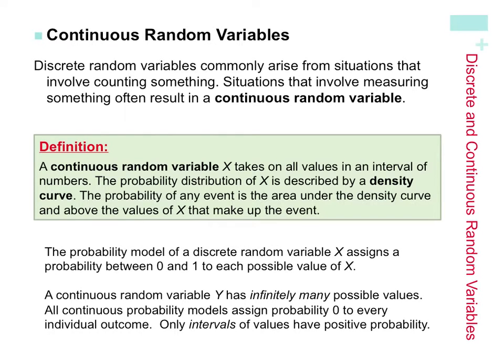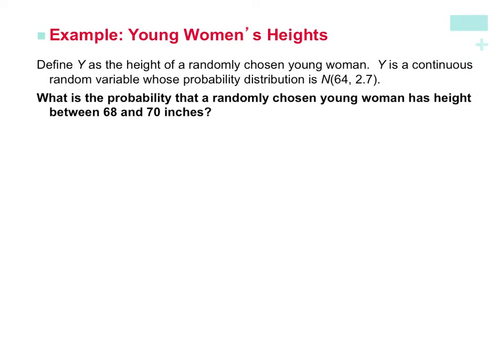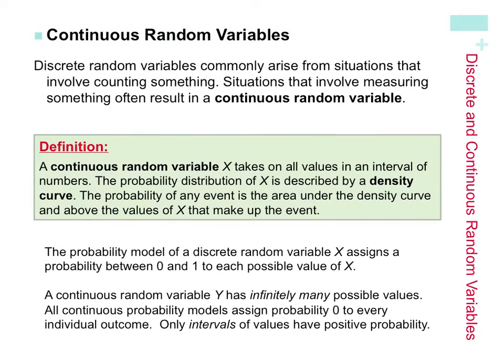So the probability model of a discrete random variable x assigns a probability between 0 and 1 to each possible value of x. A continuous random variable y has infinitely many possible values. All continuous probability models assign probability 0 to every individual outcome. Only intervals of values have positive probabilities. So in situations like this, we use a different way of assigning probabilities directly to events, such as areas under a density curve. Any density curve has an area of exactly 1 underneath it, corresponding to the total probability being 1.